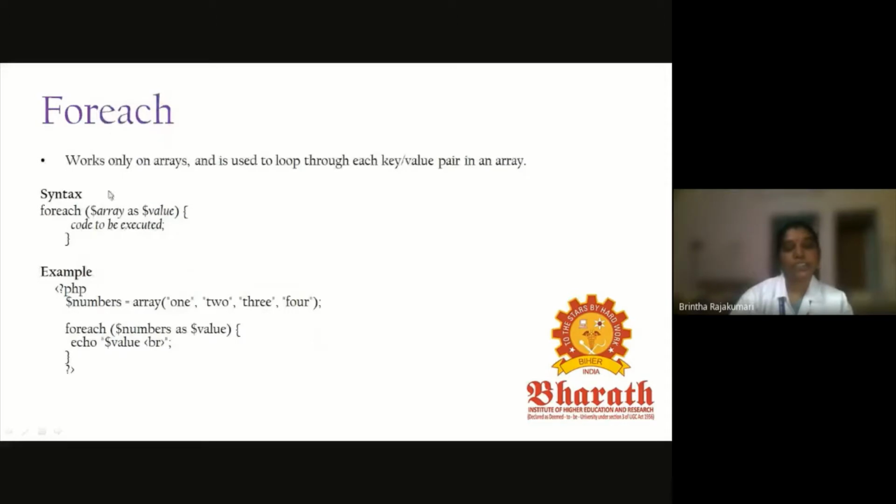Next one is for each. It works only on arrays and is used to loop through each key value pair in an array, like an associative array. For each array as value. This is the syntax: for each is a keyword and as is also a keyword. This is the array name, and this is the new variable used.